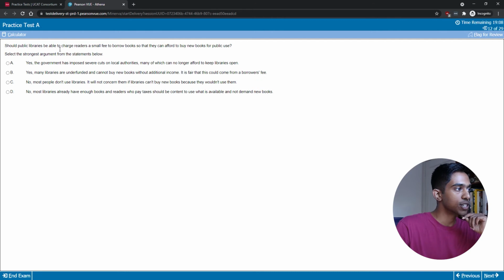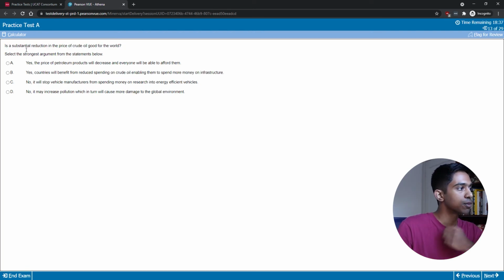Should public libraries be able to charge readers a small fee to borrow books so that they can afford to buy new books? Okay. Yes, the government has imposed severe cuts on local authorities. This isn't about keeping libraries open, so not this one. Many libraries are underfunded and cannot buy books without additional income. It is fair that this could come from borrowers. Yeah, straight away I think it's this one. No, most people don't use libraries, it's not this one. Have enough books. This is also probably not that one. So I'm thinking B.